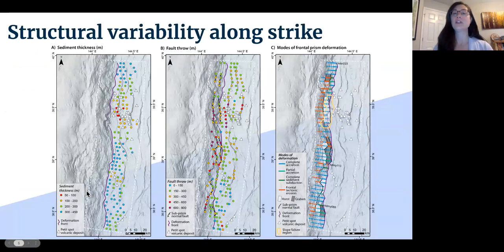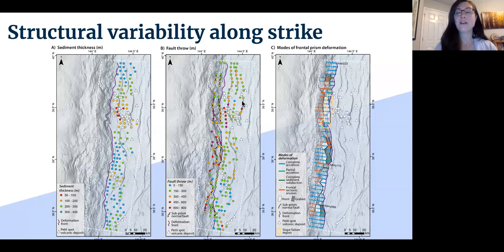We also note significant structural variability along strike. These here are three maps showing three different data sets of the same portion of the margin mapped from the seismic reflection data. On the left panel are colored dots indicating the thickness of sediments, where reds and oranges are thin and blues are thick. And we find the thinnest sediments on the order of 50 to 100 meters located in a patch where there are petit spot volcanism on the incoming plate, here in yellow triangles, and thicker sediments in blue and greens located away from this petit spot volcanism.